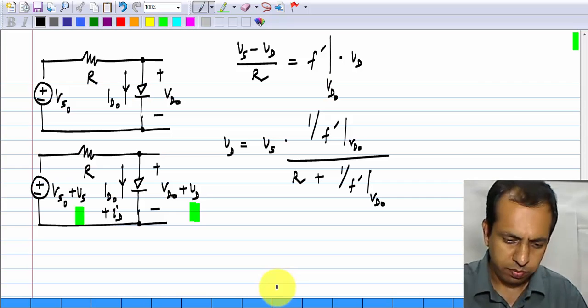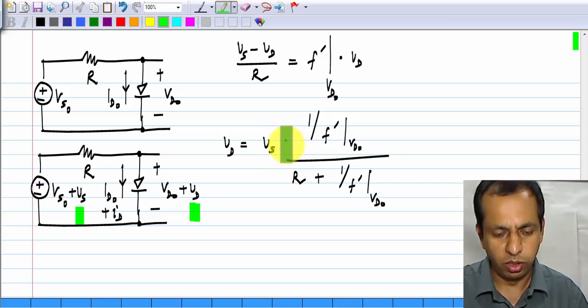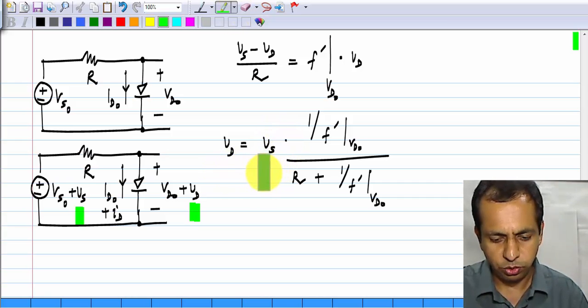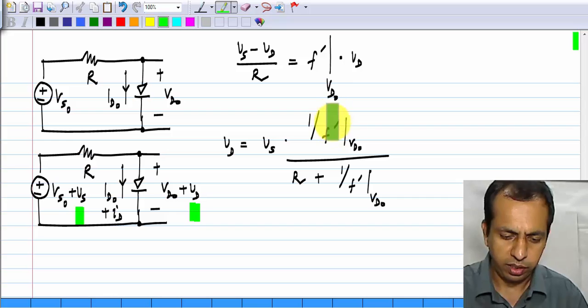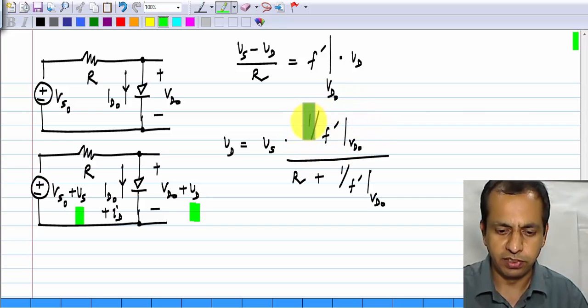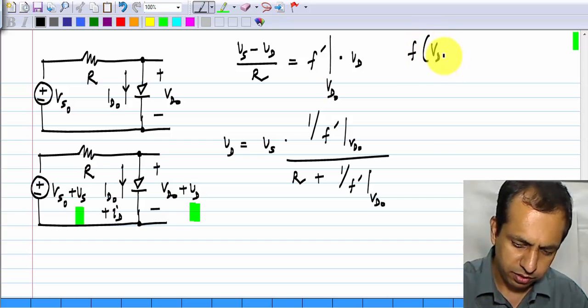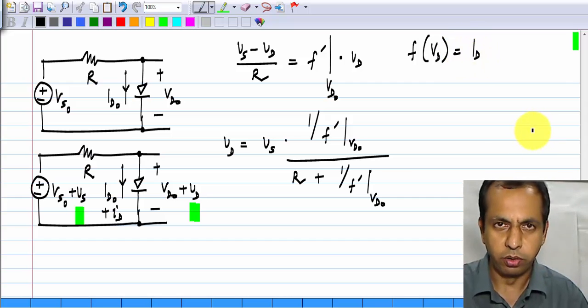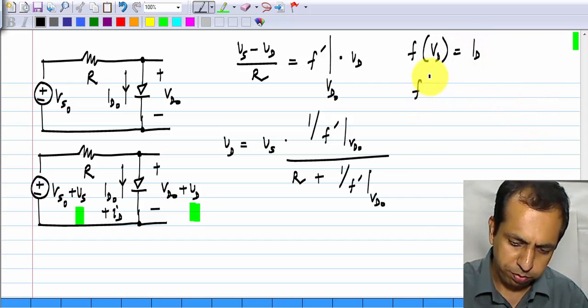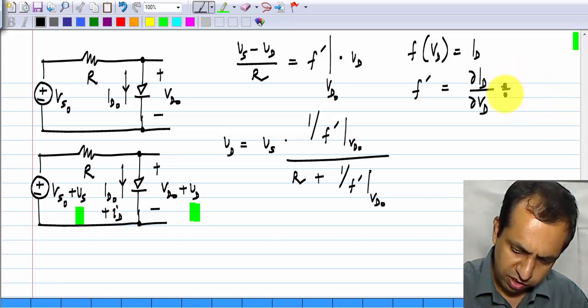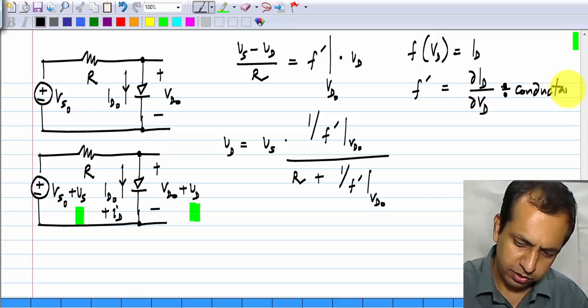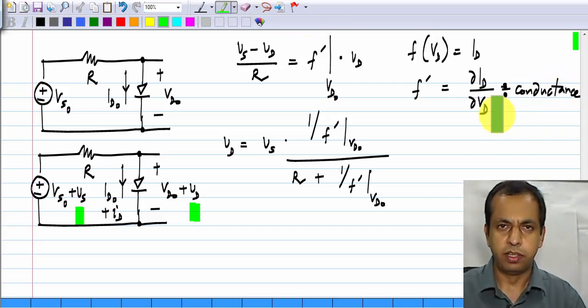This form looks very similar to that of a voltage divider. The voltage across the diode is the source voltage times some number divided by the resistance plus some other number. And it is very clear that this number has dimensions of resistance also, because f of Vd is the diode current. Now, f prime is nothing but the derivative of Id with respect to Vd, which has dimensions of conductance, and the reciprocal of this is a resistance.